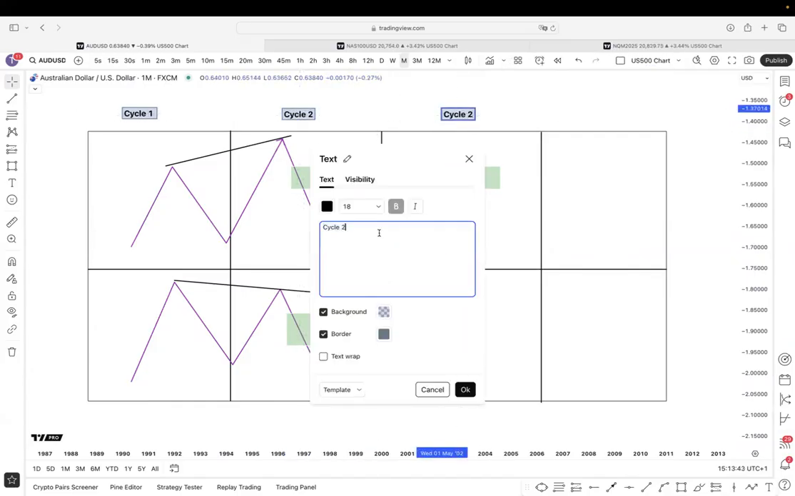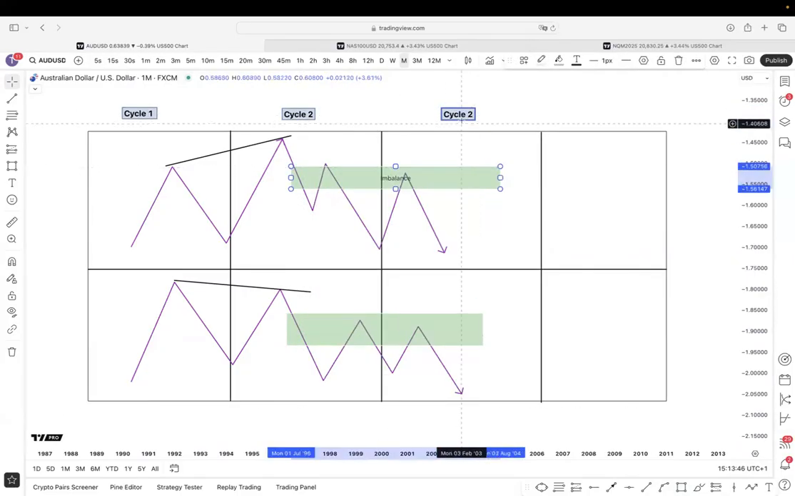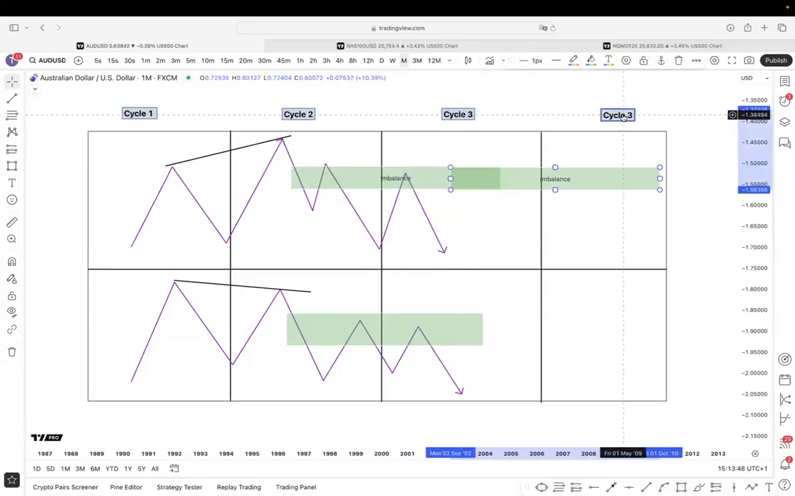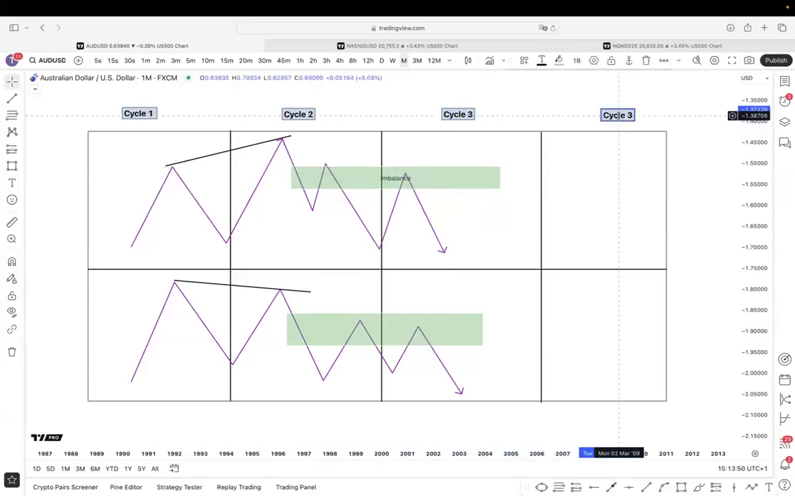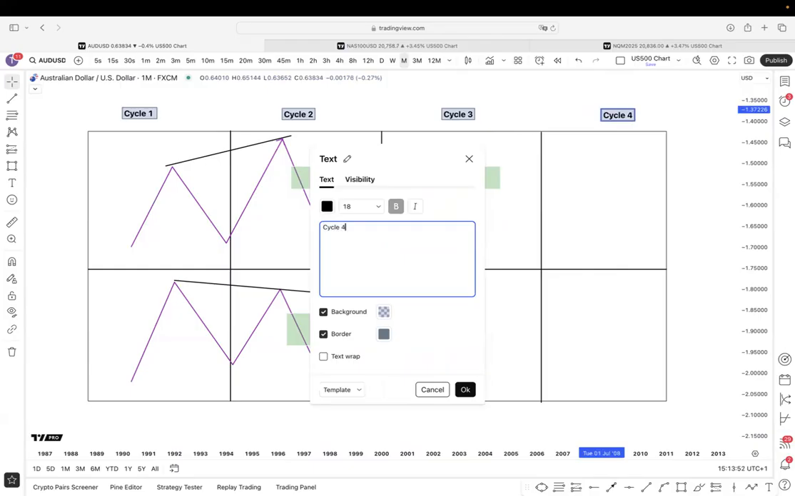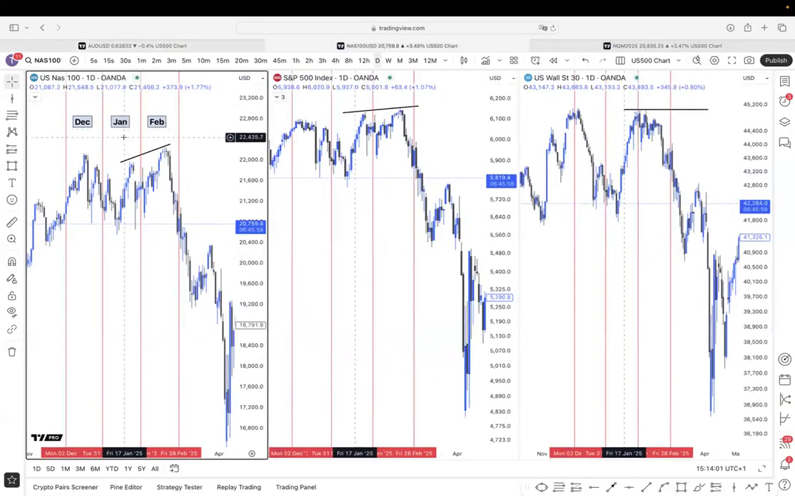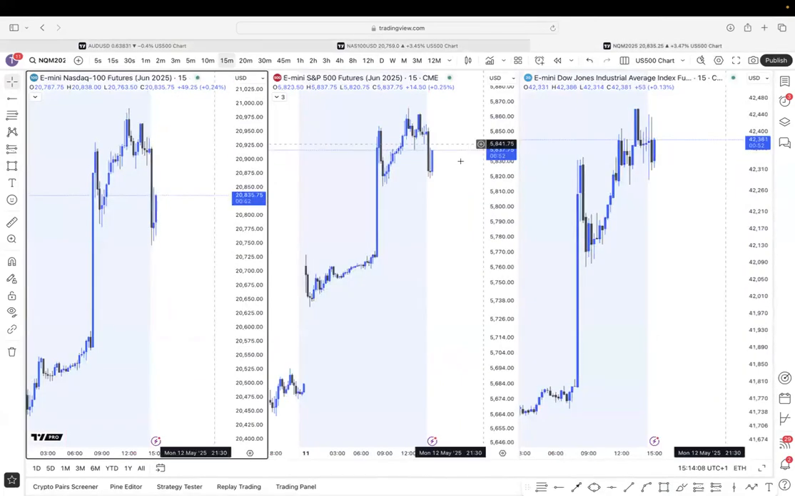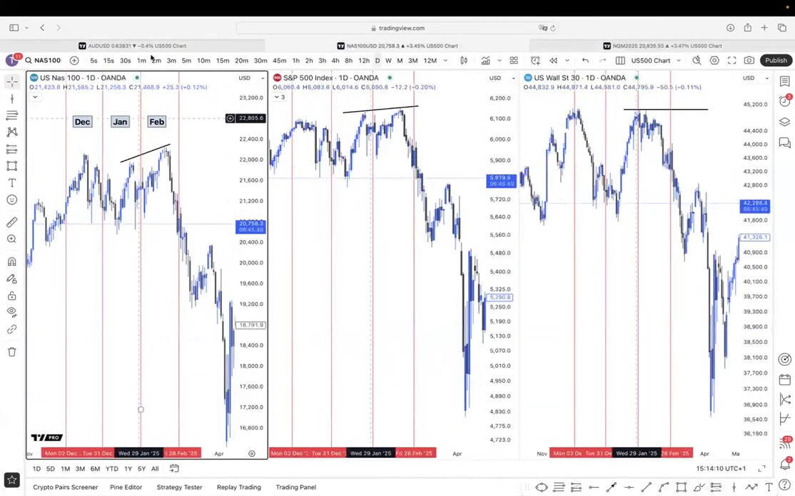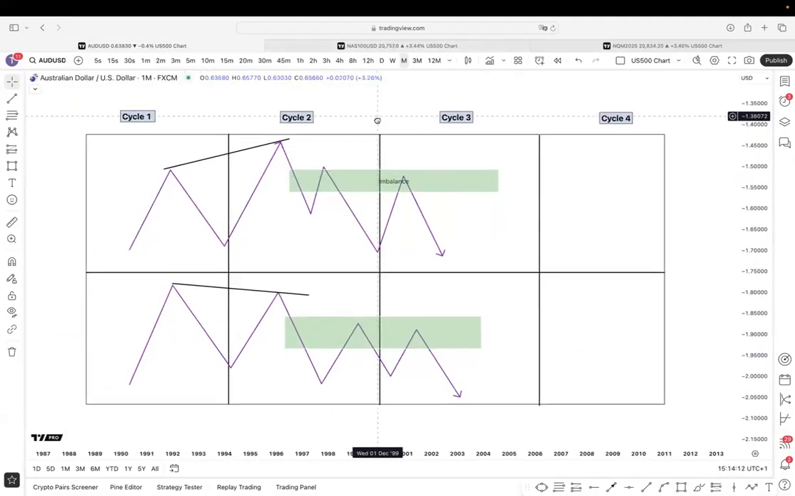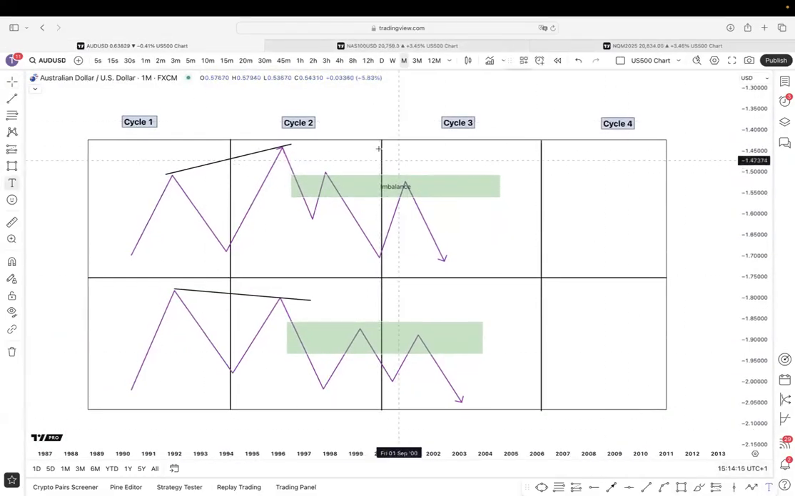I want you to note that it is not valid if you see divergence between cycles 1 and cycle 4. It has to be consecutive cycles. So when we go back over here, this is January to February, not December to February. January to February. So we're looking to identify timed divergence.